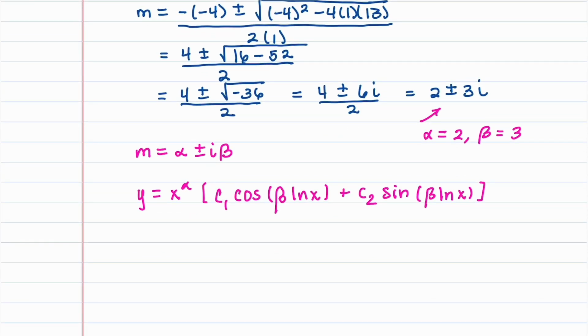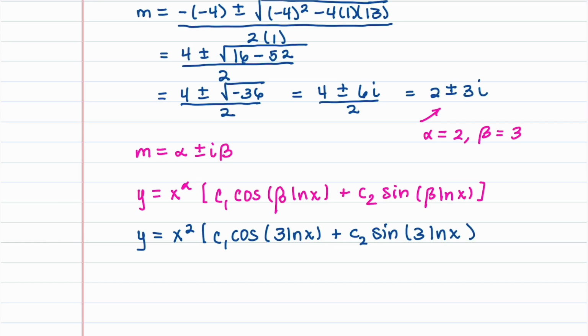Our solution then looks like this. y is equal to x to the alpha. Alpha is 2. And then we have c1 cosine beta, which is 3. So we have 3 natural log x plus c2 sine of 3 natural log x. And there's our solution. And that's it.